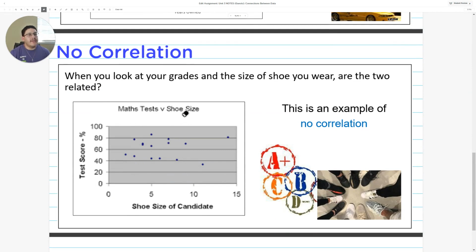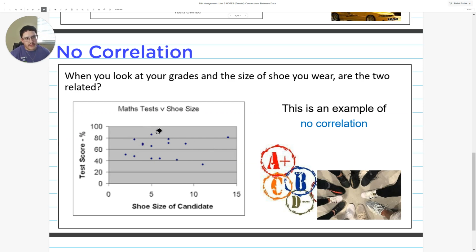Do math tests and shoe size, are they related to each other in any way? Generally, no, they are not. Even if you can find a relation to them, it doesn't mean that it is a genuine relationship that they share. So, from this math test and shoe size graph, we can see, in general, that there is no correlation.